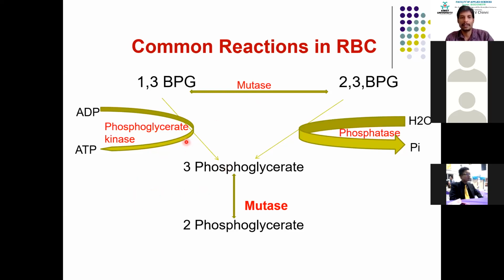Welcome back. So the extra difference is in the step from 1,3-bisphosphoglycerate to 3-phosphoglycerate, which happens in normal glycolysis. Here the same step happens in two different steps, converting into 2,3-bisphosphoglycerate and then 3-phosphoglycerate, but ATP, which is normally produced, is not produced in this reaction. This happens especially in the RBC.